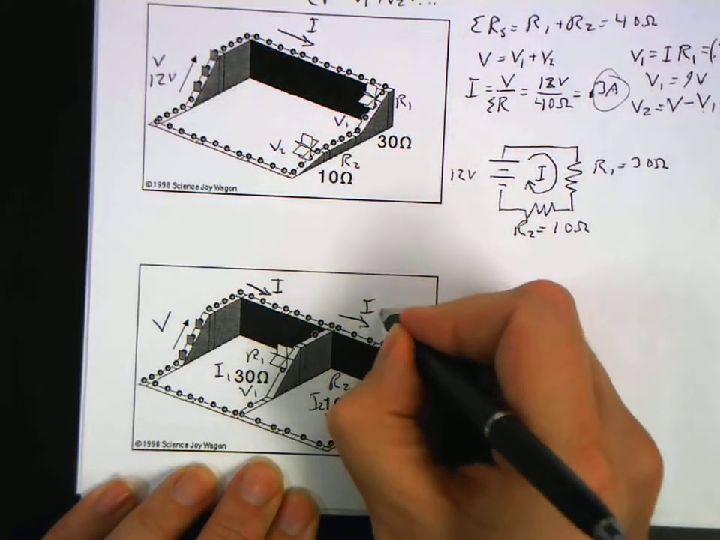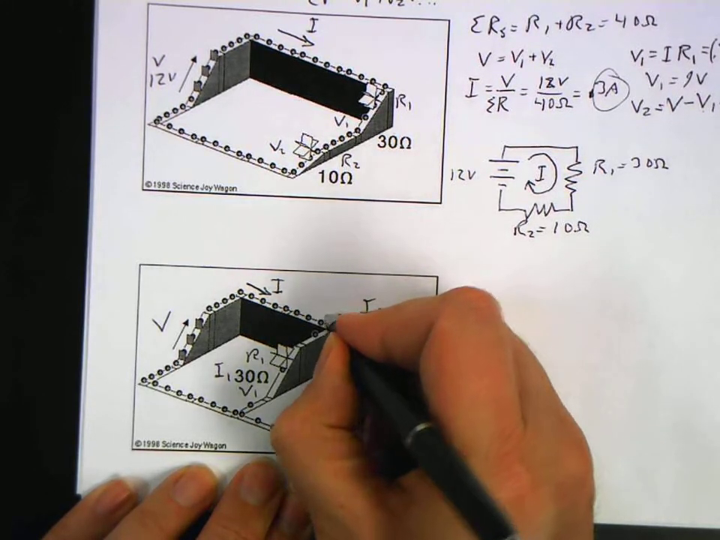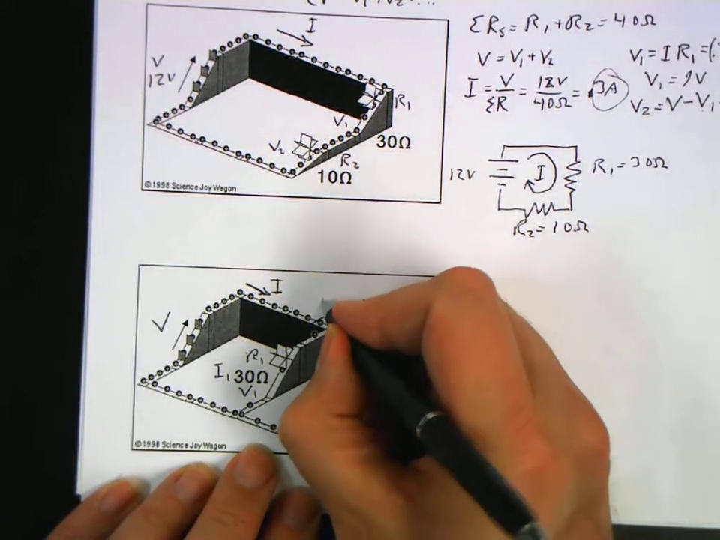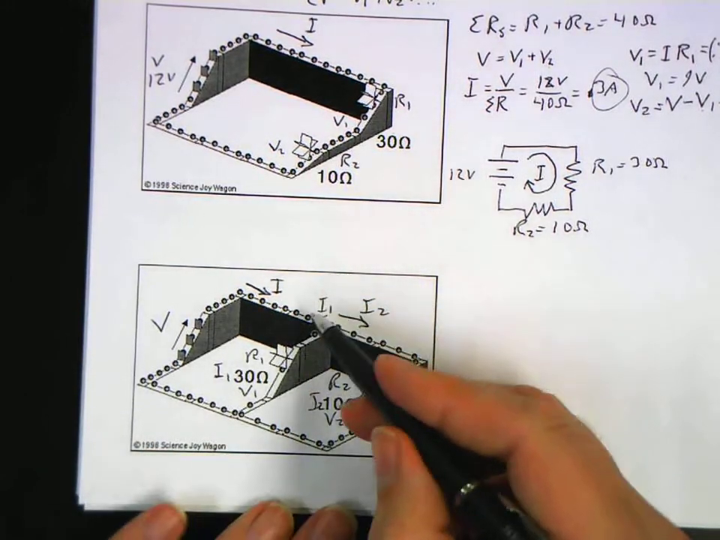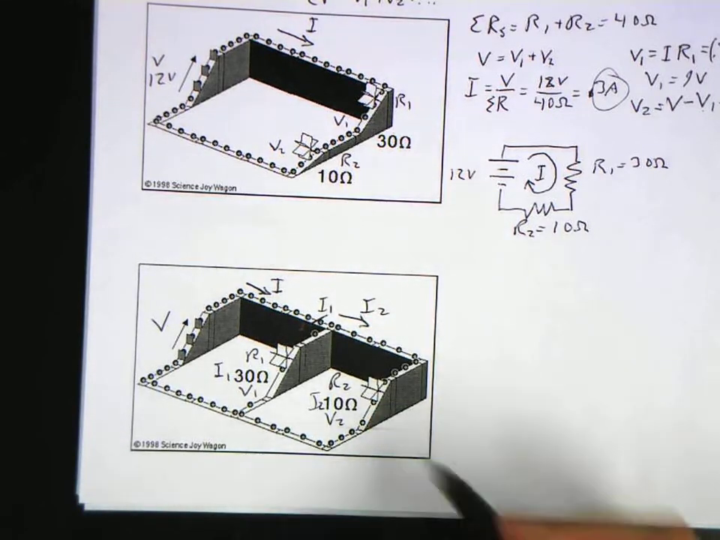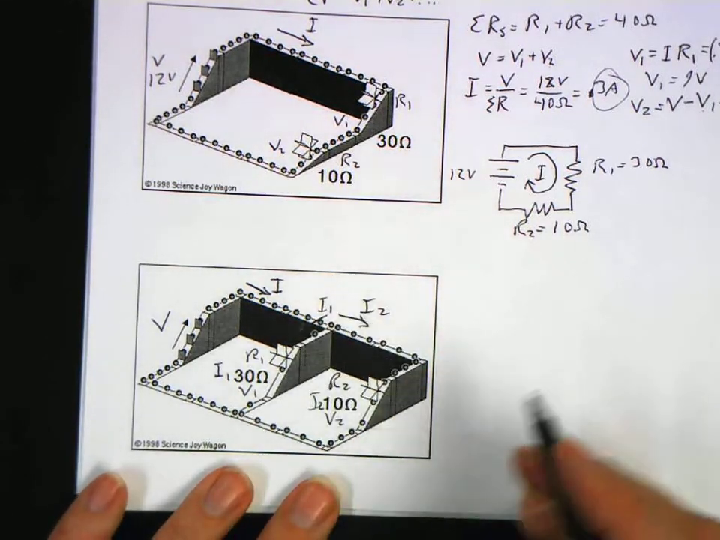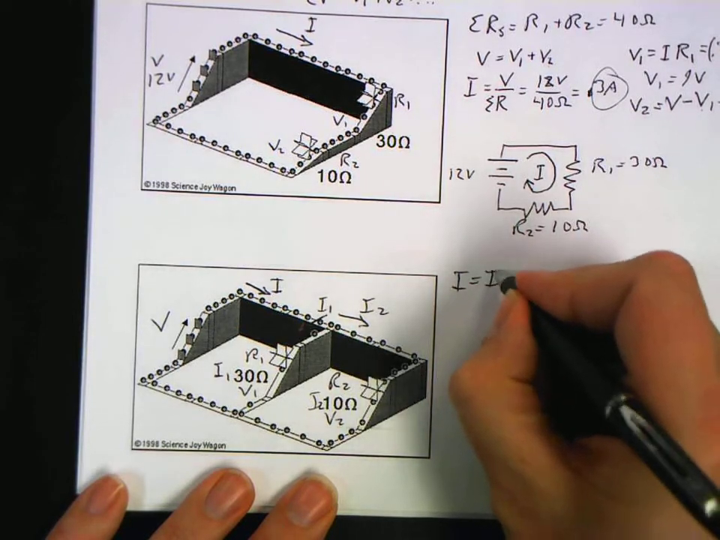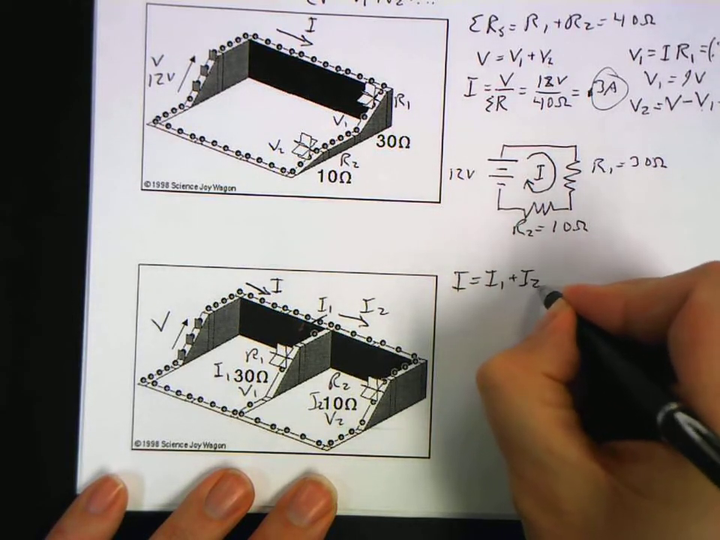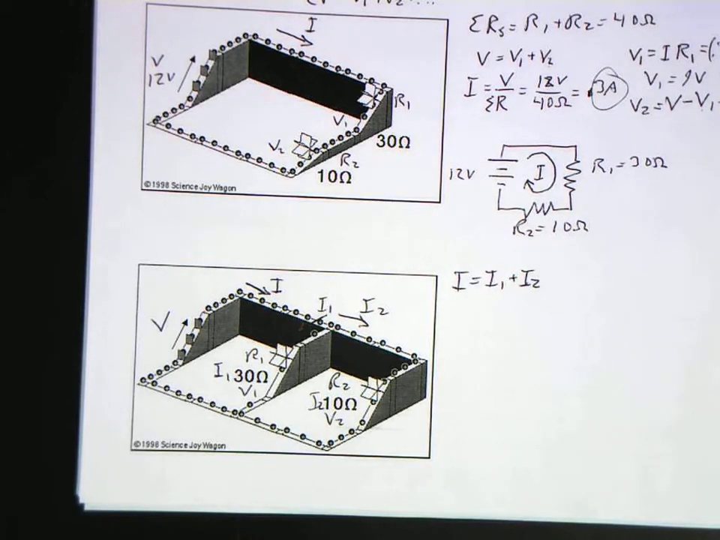I2 is going this way at this junction. I1 is going that way, although you can't really see it in there so much. I1 goes this way, I2 goes that way. That is Kirchhoff's junction rule. And so quite obviously, I is equal to I1 plus I2. That's conservation of charge. It's not allowed to just disappear anyplace.